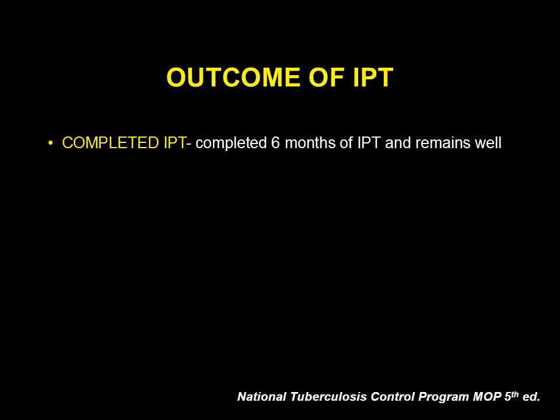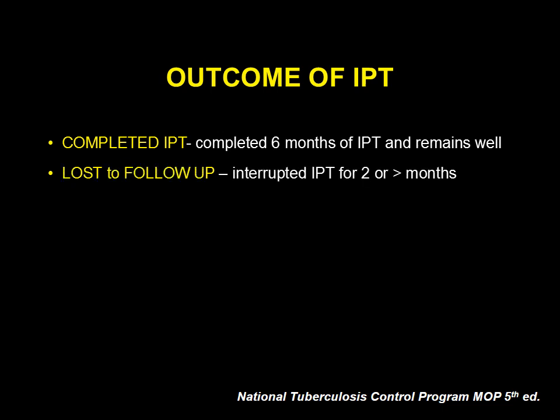While on IPT, assess child every 2 months. Check for signs and symptoms of TB. Weigh monthly. Adjust dosage accordingly. If the child develops signs and symptoms of TB anytime during IPT, evaluate according to case-finding procedures. Outcome of IPT will be recorded as follows.